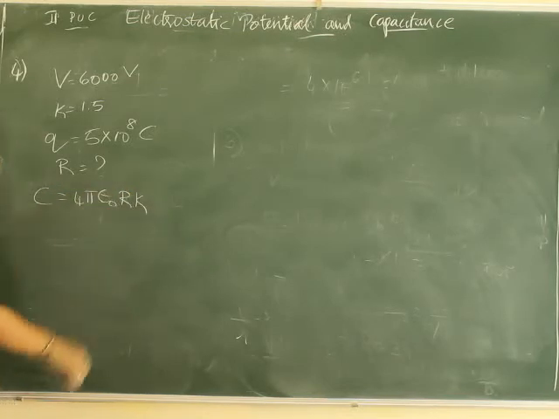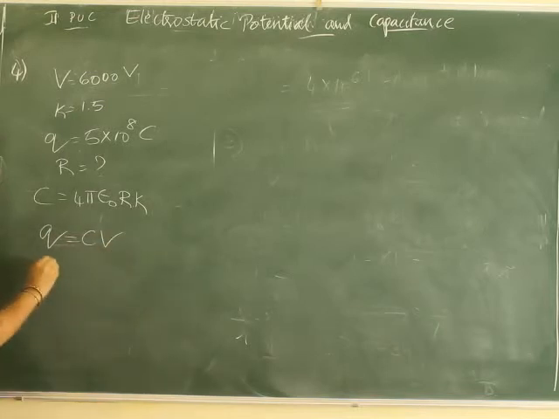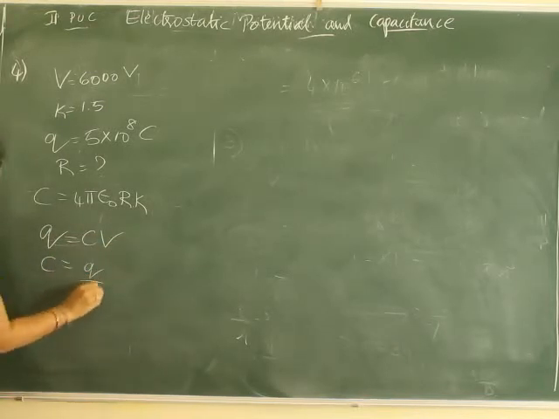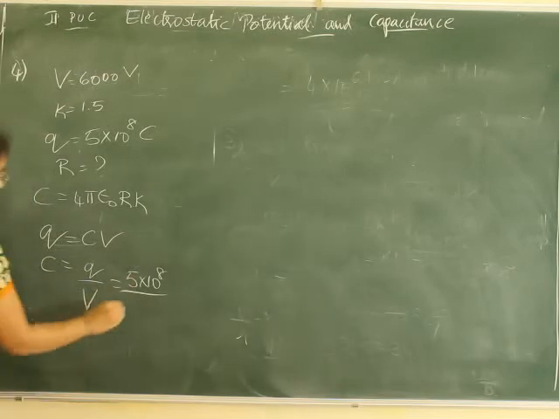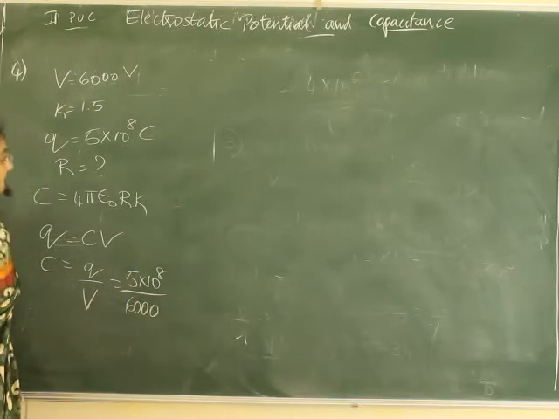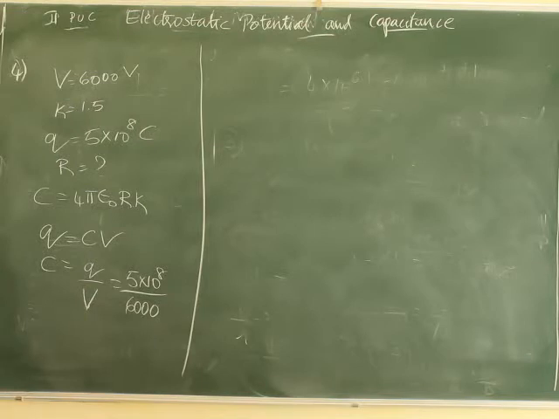Okay, here dielectric constant is there. But capacitance value they have not given you. So how can we calculate capacitance first? Q is equal to CV, correct? So I can write C is equal to Q by V. Q is how much? 5 into 10 to the power minus 8 divided by 6000. You'll get one answer. How much do you get? We get it as 5 by 6.